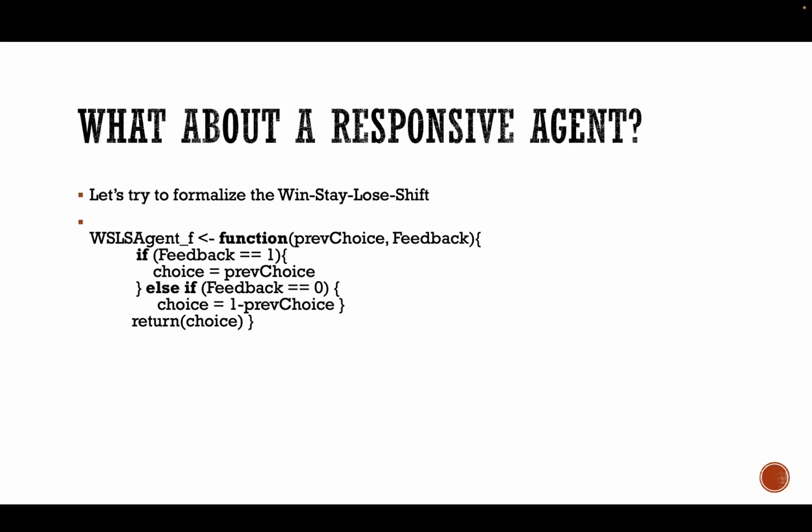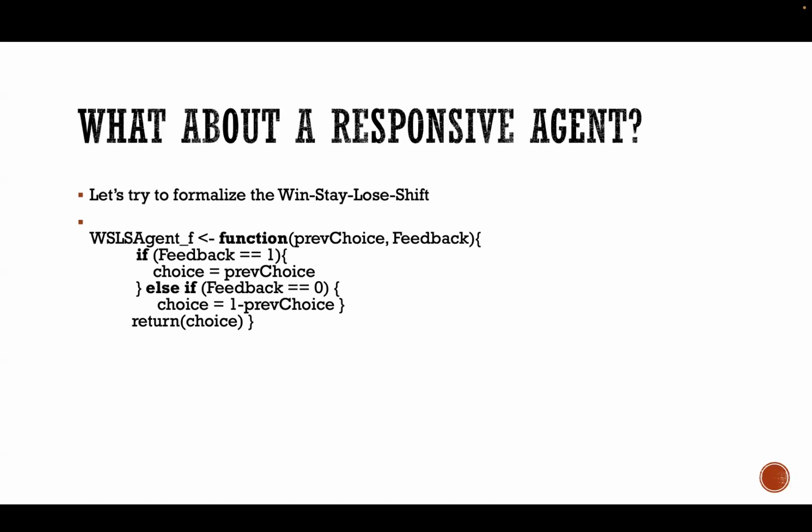Right. We could make it work with the opponent's previous choice and your own choice, or with the opponent's previous choice and the feedback. Any two work. If the feedback is 1, then we stay: my current choice is the same as the previous choice. If the feedback is 0, if we lost, my choice is the opposite, 1 minus previous choice.